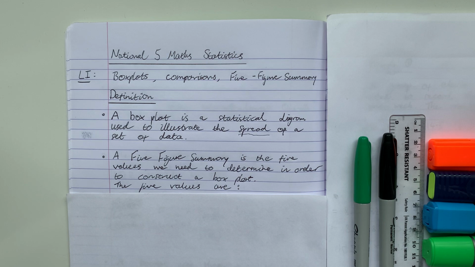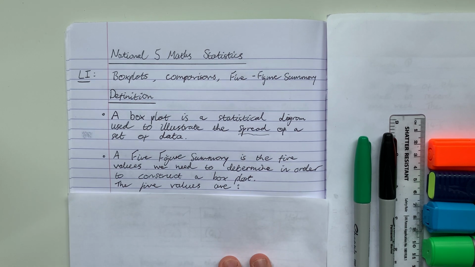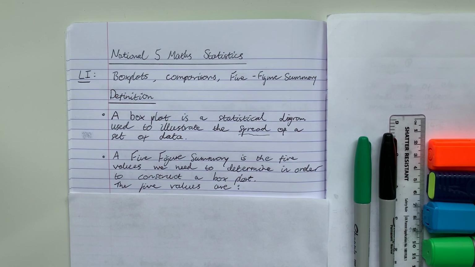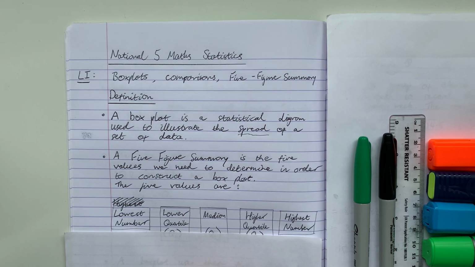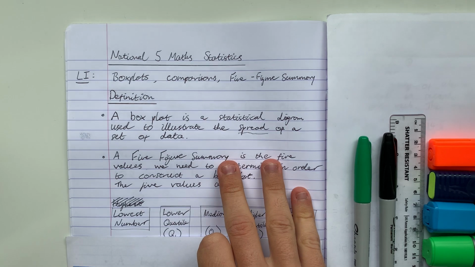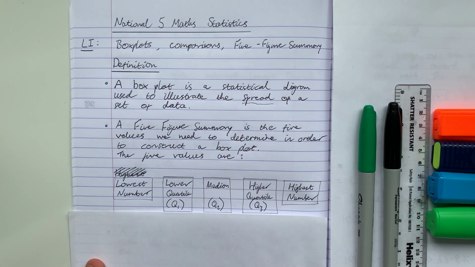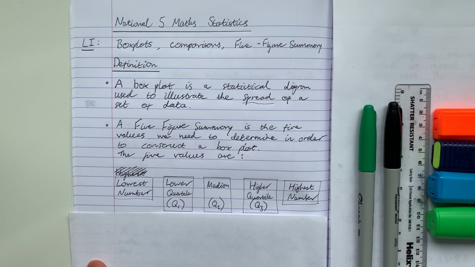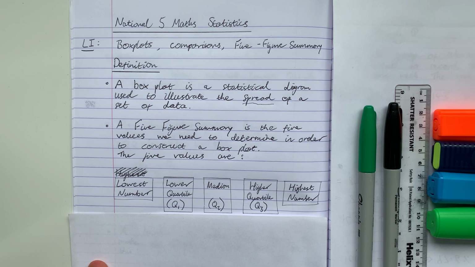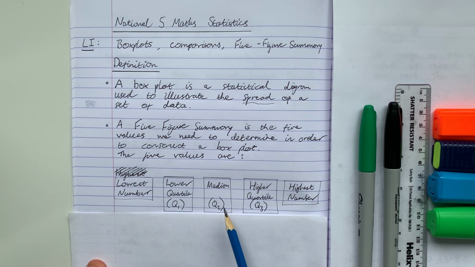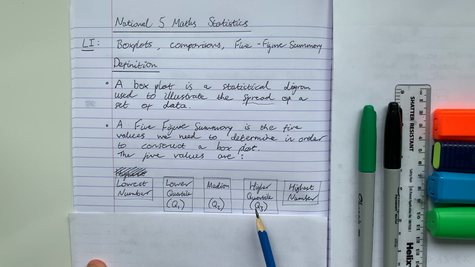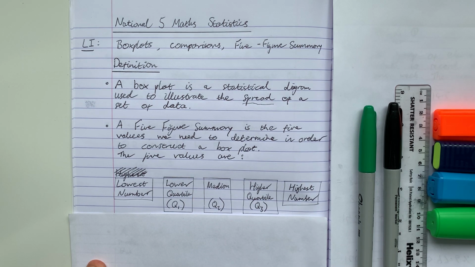We're going to need some numbers. It's called a 5-figure summary. As I said, it could be called a 5-number summary. And what are those 5 figures? Well, the 5 values that you need are these. Okay, and the good news is we're actually familiar with all these numbers already. So if you have a set of data, the 5 figures you need in order to draw a box plot are the lowest number in that set of data, the lower quartile, which we know is Q1, the median, which we know is Q2, the higher or the upper quartile, which is Q3, and the highest number.